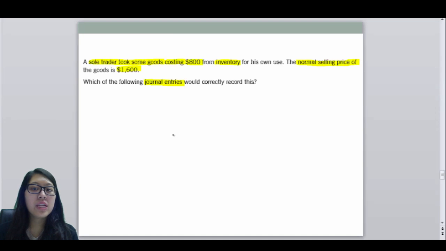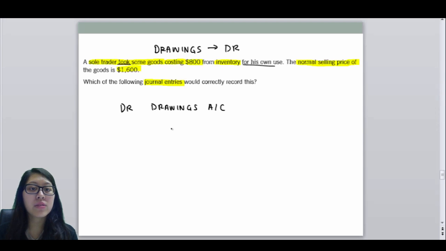Okay, so firstly, we need to identify that this is a drawing because it says he took some goods for his own use. And because the cost is $800 and the selling price is $1,600, we need to understand which figure should be used. And drawings is an expense, so it will be a debit figure because it's reducing our capital. So we're going to debit the drawings account. And what are we going to credit? Well, it does say inventory, and inventory is related to the purchases figure. So we're going to have to reduce our purchases account.